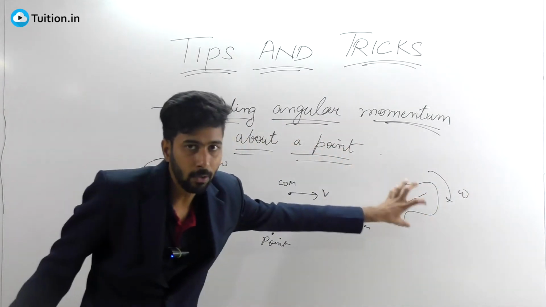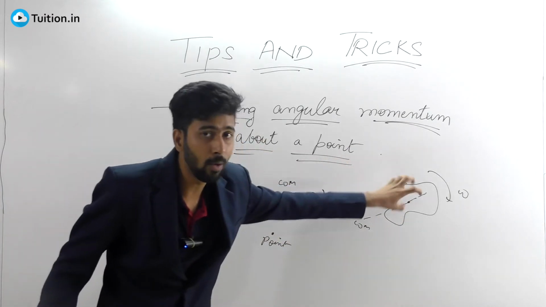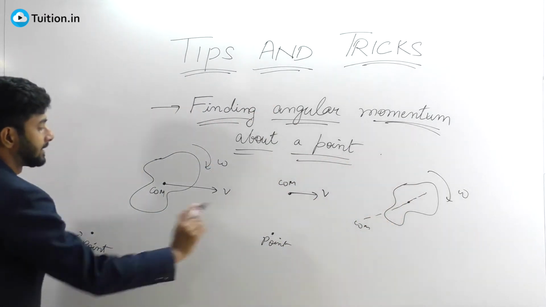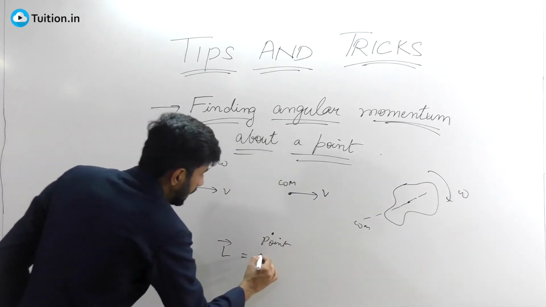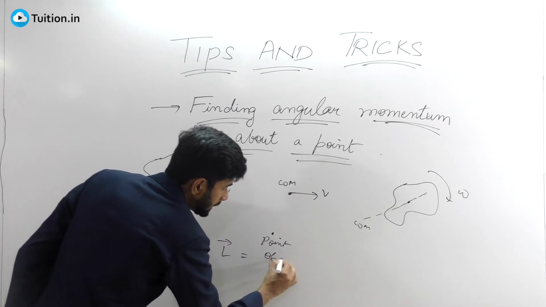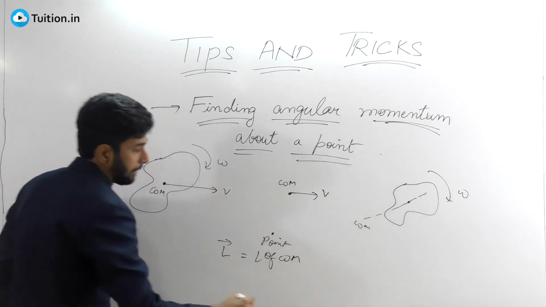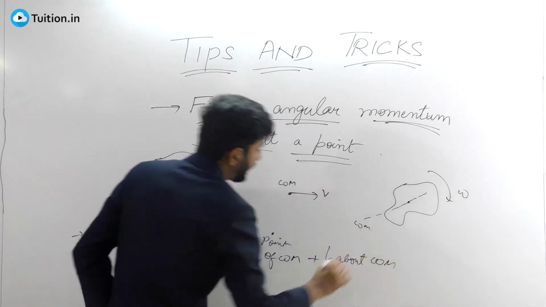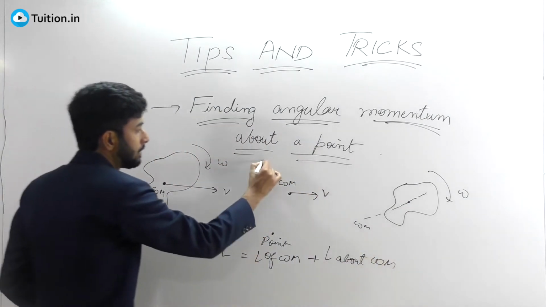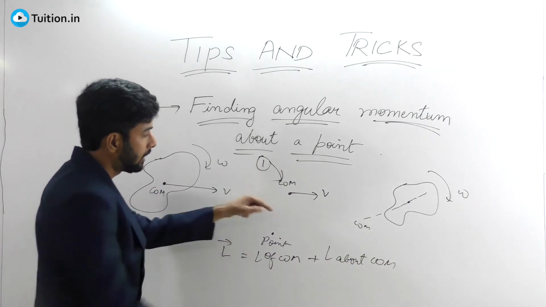These are the two things that you will do, and then finally you will add these two angular momentums to get the net angular momentum. That's the trick here. Angular momentum is nothing but angular momentum of center of mass, L of COM, plus L about COM. So how do I get L of COM? Well, that will be this particular thing.